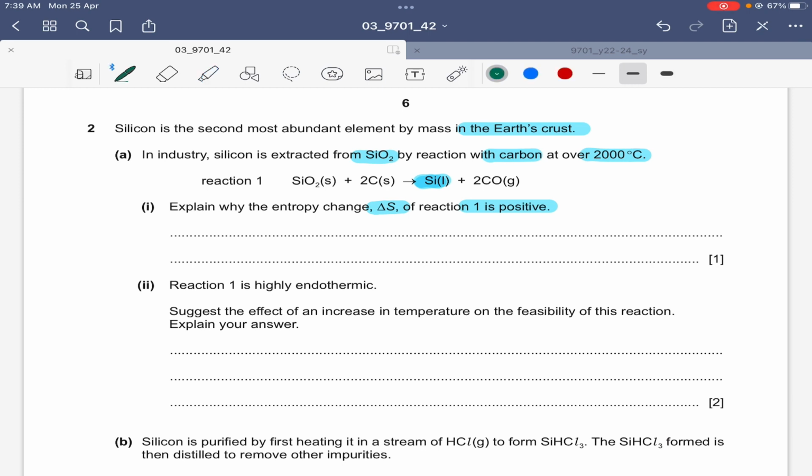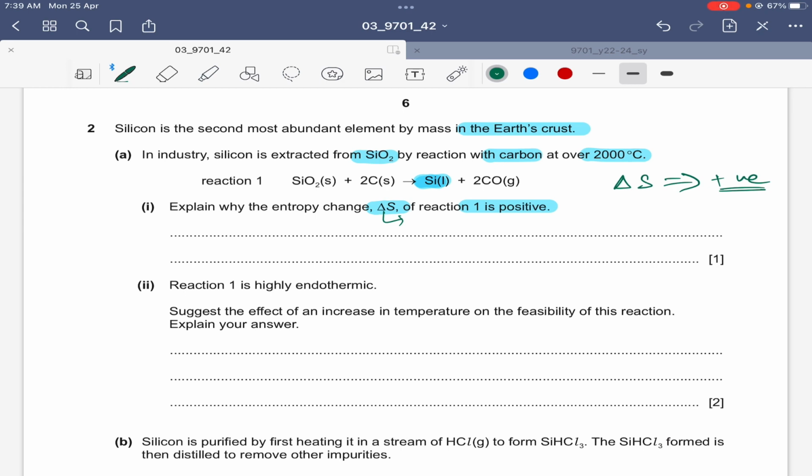Entropy is the measure of the disorder of the system, and disorder increases when, during a chemical reaction, we shift from solid to liquid to gas. They're asking why the entropy change delta S of reaction 1 is positive. If delta S is positive, that means disorder is increasing, right? So why is disorder increasing in reaction 1?